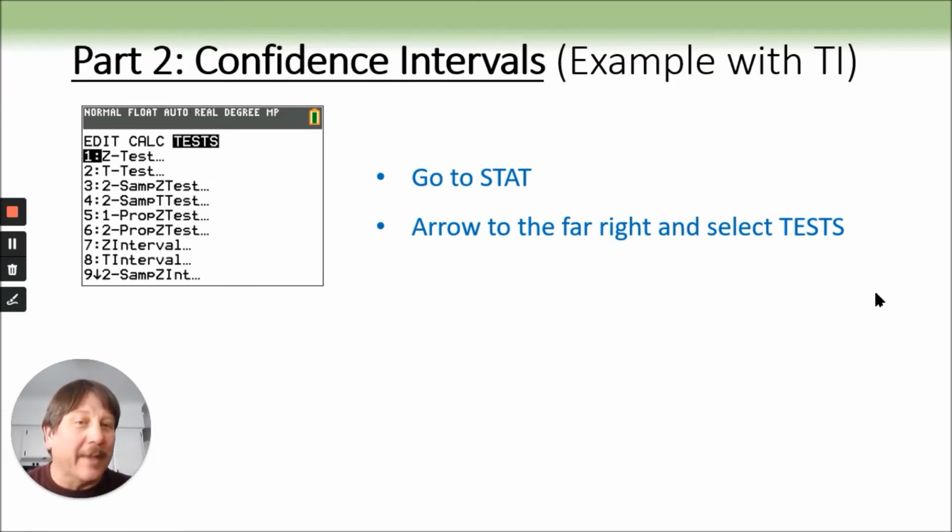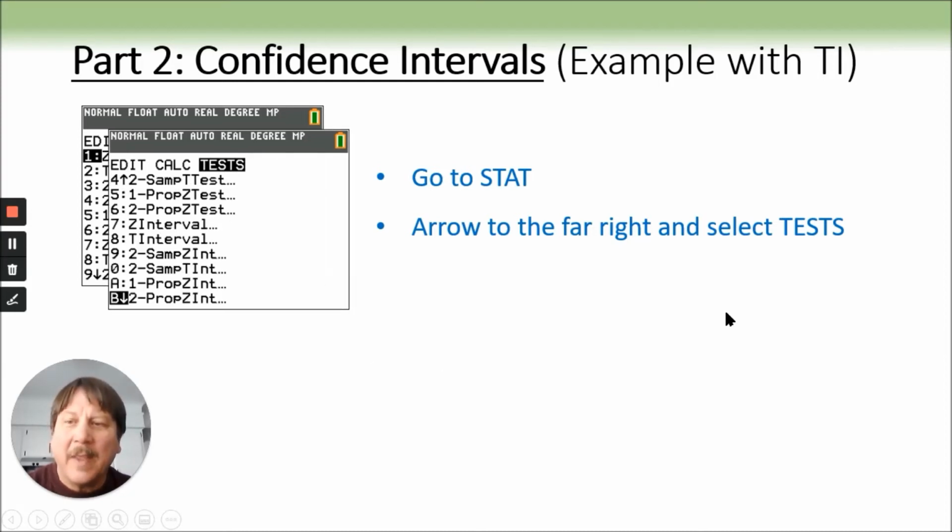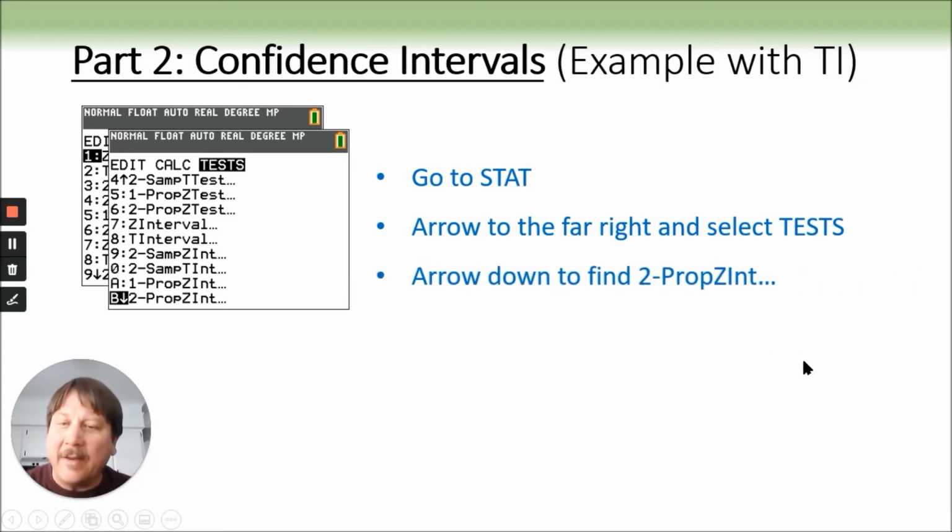If we're going to do it with a calculator, which is what I'm going to do, I'm certainly not going to calculate that out by hand. First, you want to press the stat key on your calculator and then arrow over to the right to where it says tests. When you do that, we have a whole list of tests, and there are quite a few of them over there. We are going to arrow all the way down until we find two proportion intervals. One thing to remember is that the intervals are below all of the tests, so you have to get down quite a ways.